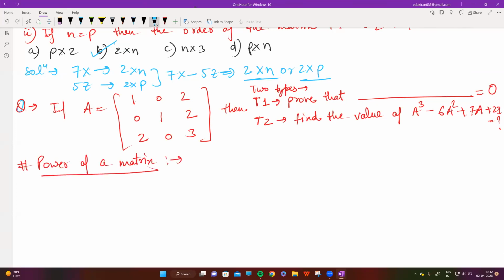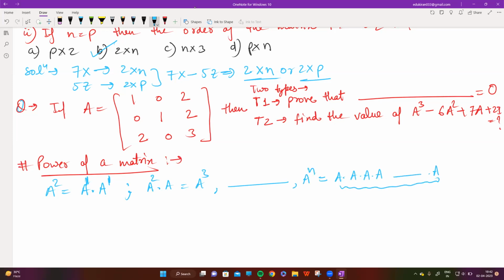Now how? Power of a matrix means that A square means we are multiplying A with A. The power concept is valid, because if you multiply A with A, you get A square. Similarly, if you multiply A square with A, it becomes A cube. In a similar way, if you are taking A to the power n, you are basically multiplying A n times. This concept exists. You can find out the power of any matrix, right?